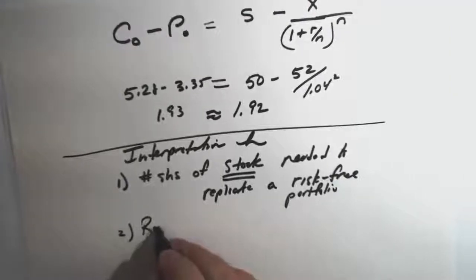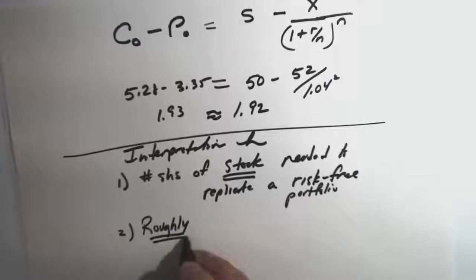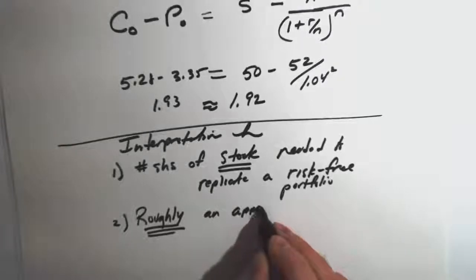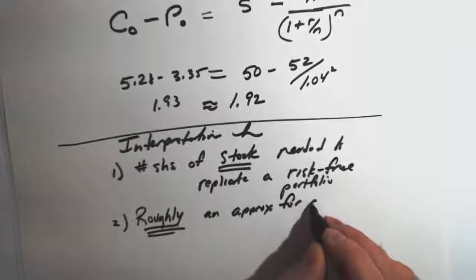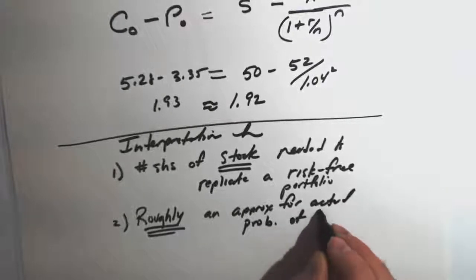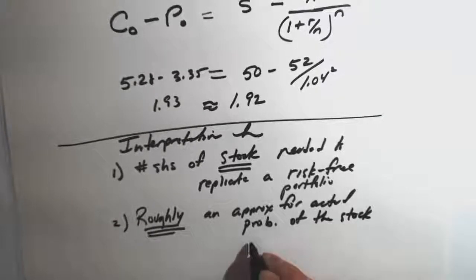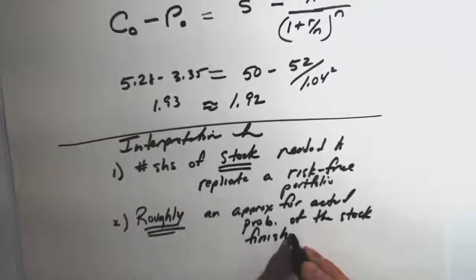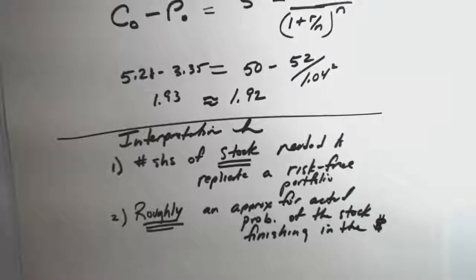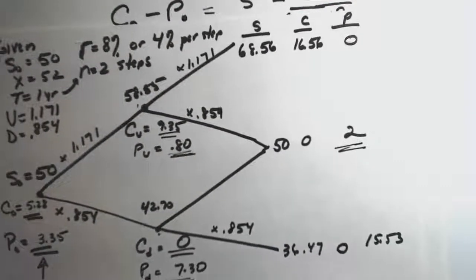Now here, the next interpretation, I'm going to say roughly now, roughly. It's an approximation for the actual probabilities of the stock finishing in the money. Okay, it's roughly an approximation for the option finishing in the money. Well, let's see if that makes sense.